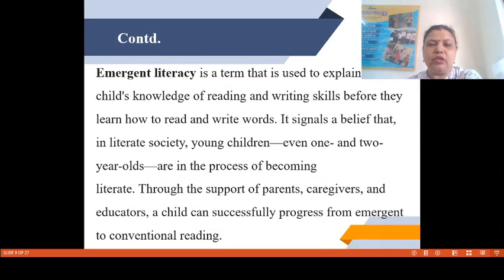After discussing the concept of emergent literacy before and now, we can conclude that emergent literacy is a term that is used to explain a child's knowledge of reading and writing skills before they learn how to read and write words. It signals a belief that in a literate society, young children, even 1 and 2-year-olds, are in the process of becoming literate. Through the support of parents, caregivers, and educators, a child can successfully progress from emergent to conventional reading.